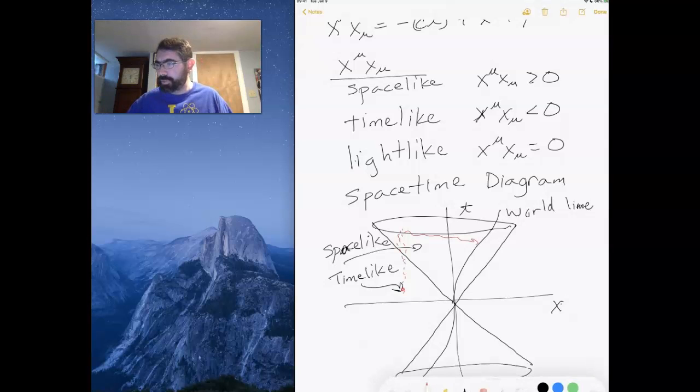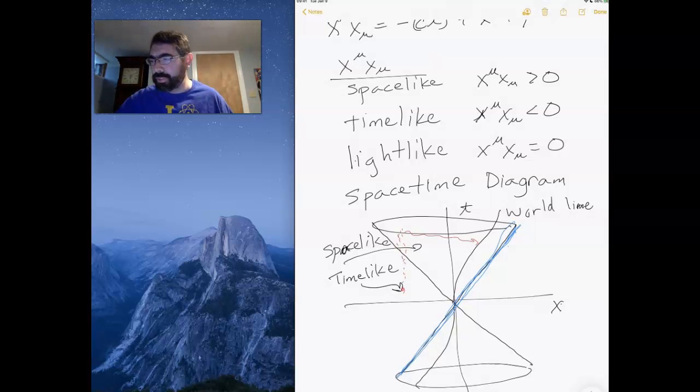Now, if you're light-like, then that means you are traveling on this slope here, or you're basically traveling at the speed of light. So that slope right there is c, the speed of light.